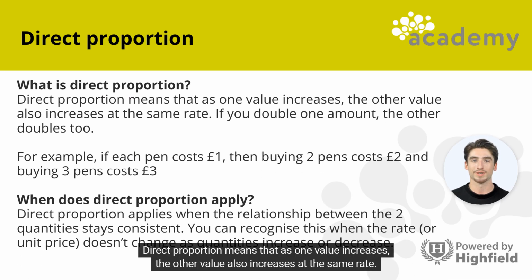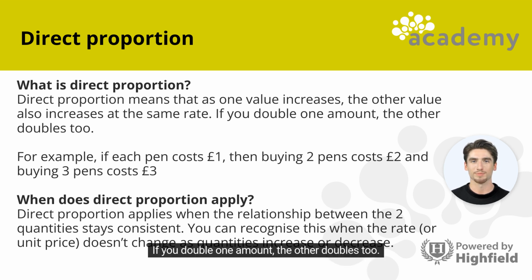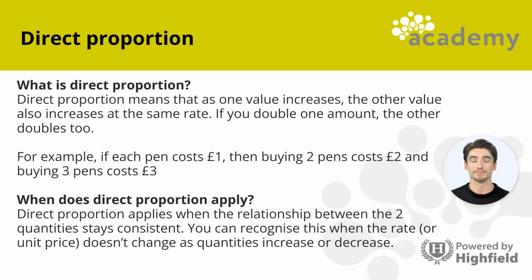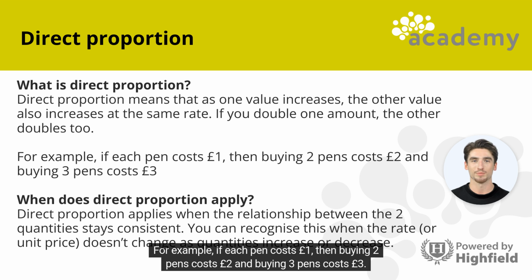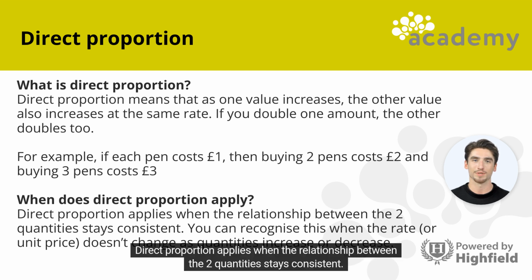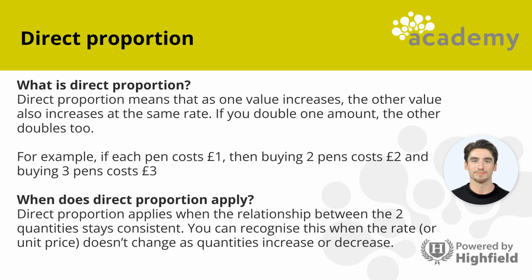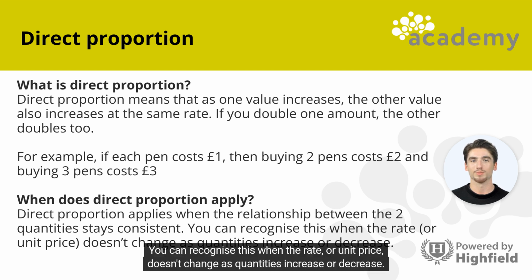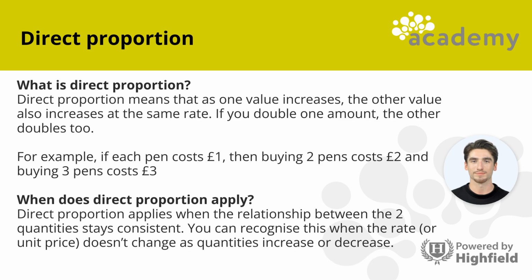Direct proportion means that as one value increases, the other value also increases at the same rate. If you double one amount, the other doubles too. For example, if each pen costs £1, then buying 2 pens costs £2 and buying 3 pens costs £3. Direct proportion applies when the relationship between the two quantities stays consistent. You can recognize this when the rate, or unit price, doesn't change as quantities increase or decrease.